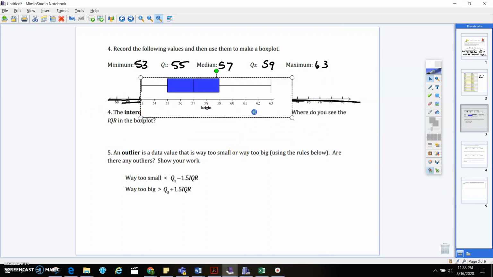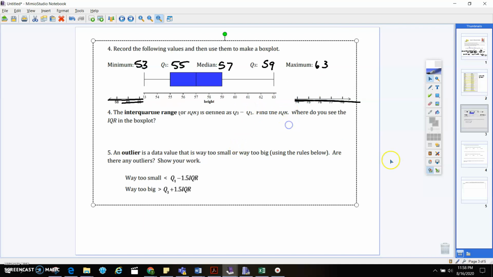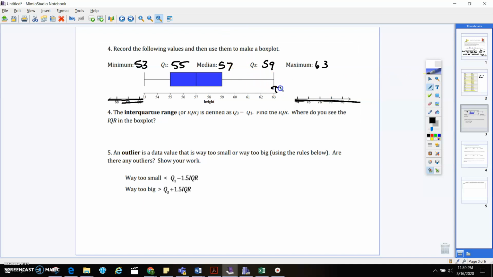Okay. So now you're going to see that I've got my maximum chilling right here. This is my max. This is my Q3. This is my median. This is my Q1. And this is my minimum.